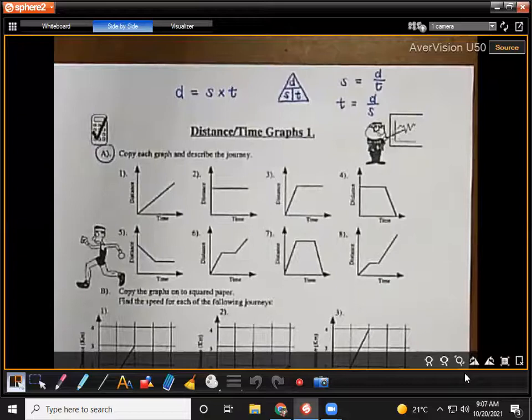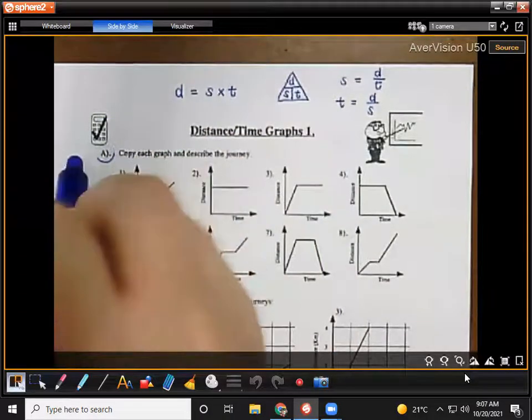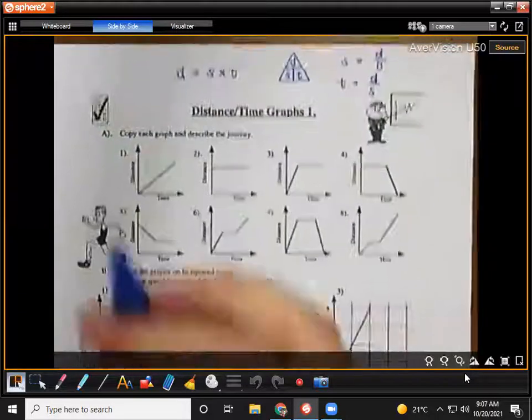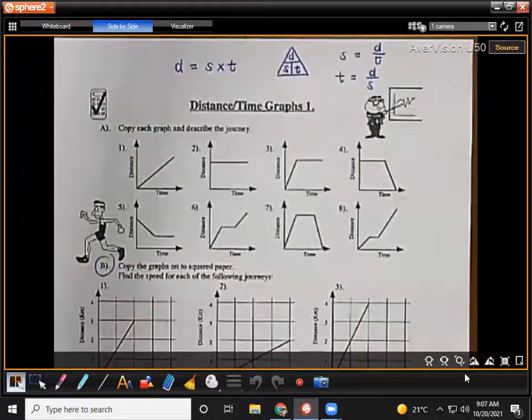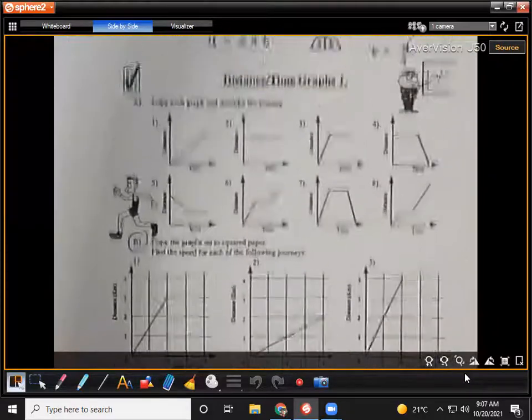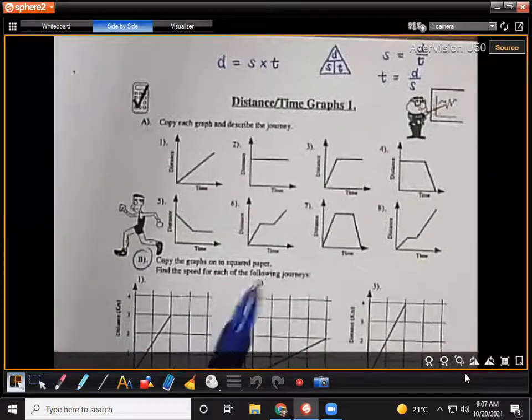I'm thinking actually, I want you guys rather, sorry, I've changed my mind now. Let's not do A. Let's rather do B, because B is actually where you're going to have to use these formulas. They're saying copy the graphs onto squared paper. Please don't copy them. They are there already. All right. Find the speed for each of the following journeys.